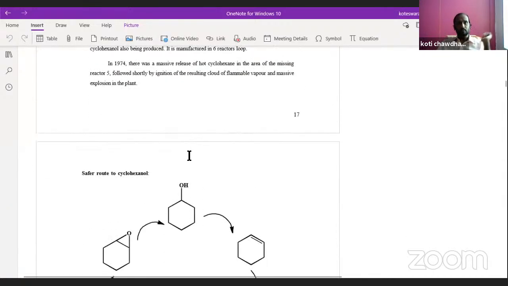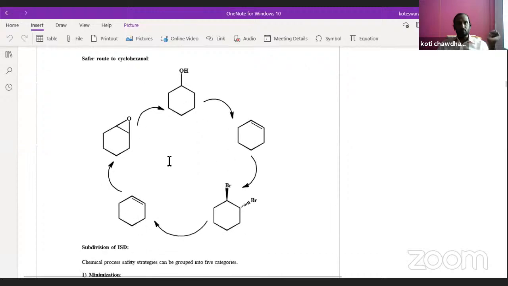To avoid those pressure tanks, a safer procedure was designed. In this process, directly taking cyclohexene, the cyclohexene is converted into cyclohexene epoxide. The cyclohexene epoxide is converted into cyclohexanol. Later, it undergoes elimination. It is a cyclic process. We can design it.